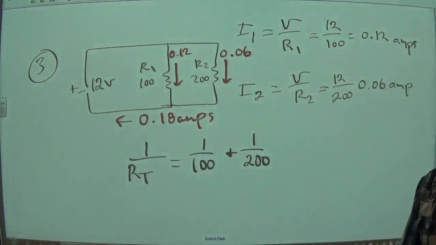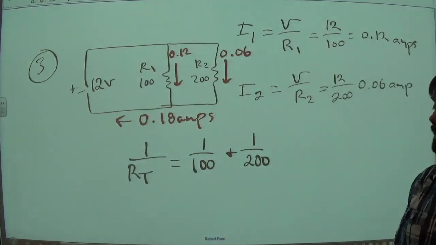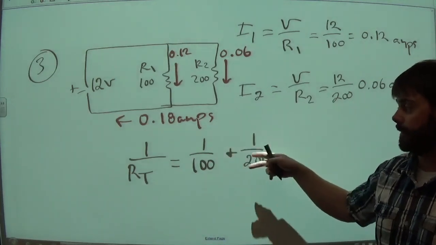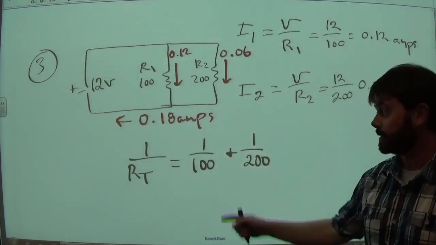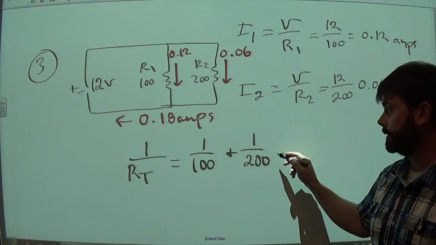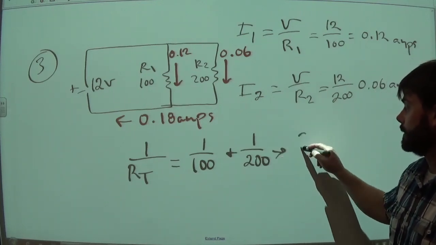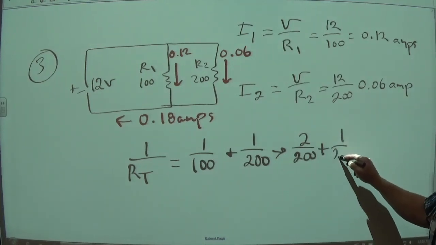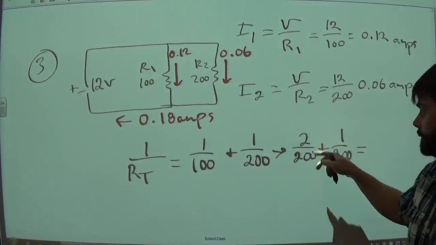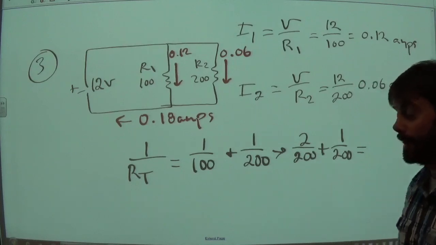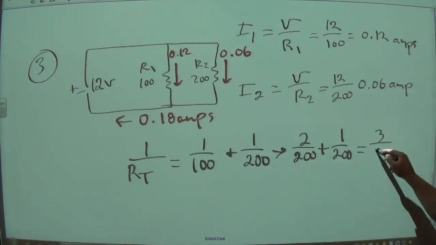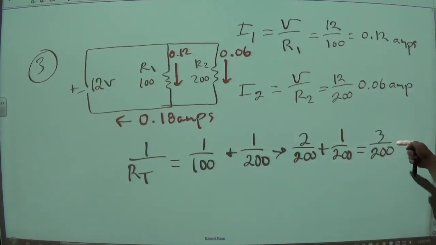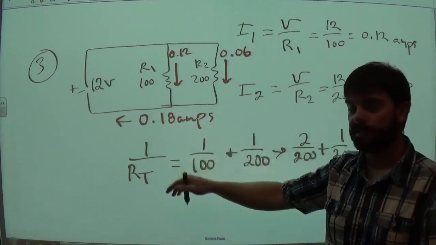When you add fractions together, remember this isn't multiplying, we're adding them together. You can only add them if they have common denominators, right? So 1 over 100 plus 1 over 200 doesn't really work. We have to do 2 over 200 plus 1 over 200 to make these fractions addable. And once we've done that, then we have 3 over 200. Now this again is not the total resistance. The total resistance is the inverse of this, because this is 1 over the resistance total.